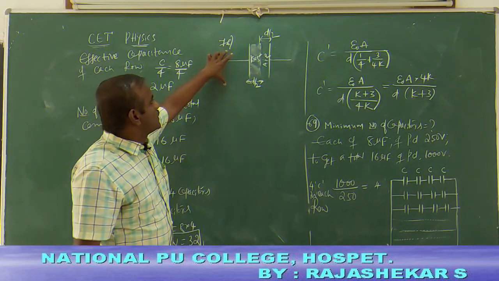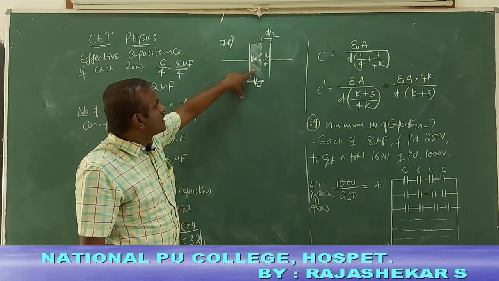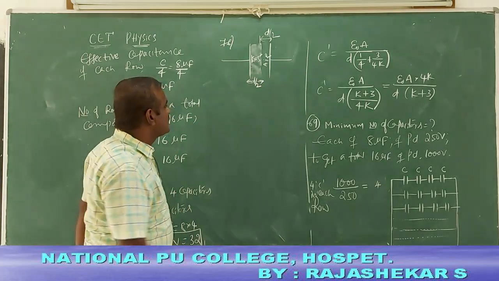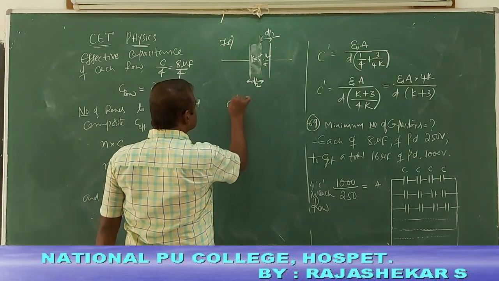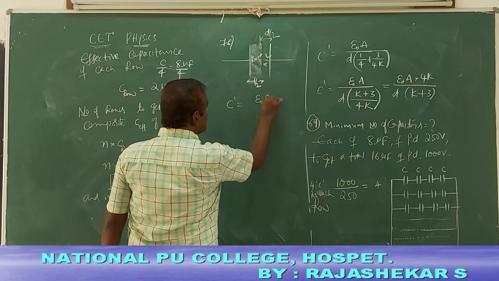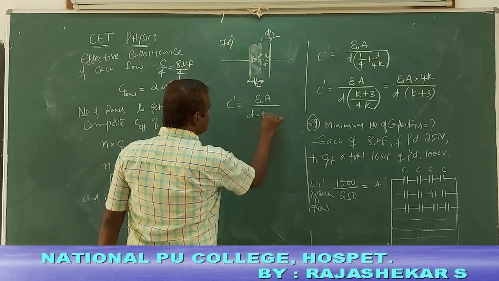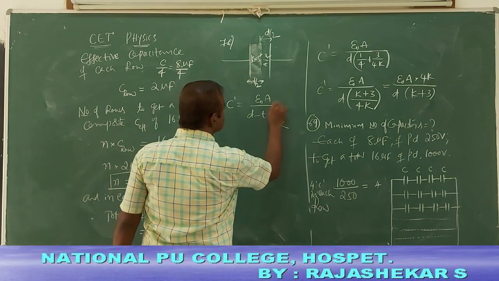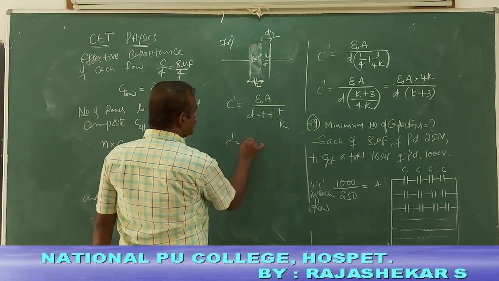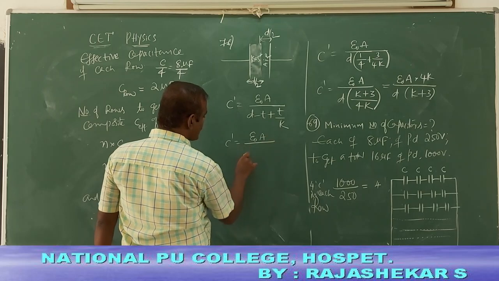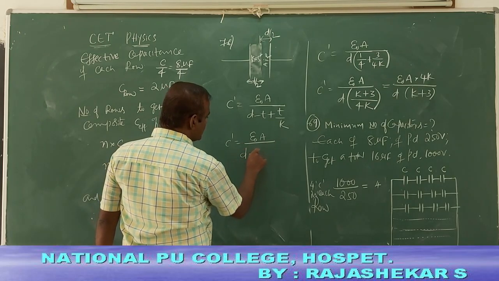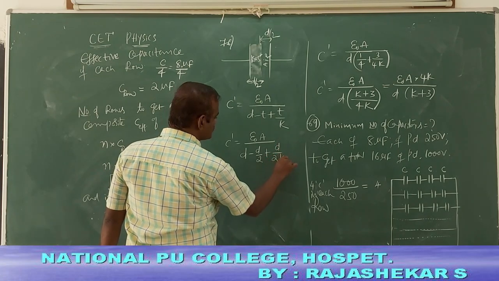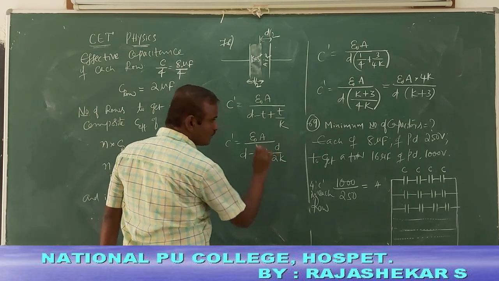Well, referring to this question, half part is filled with K = 5, remaining half with air. Then we have the formula C dash is equal to E naught A by D minus T plus T by K. This C dash is equal to E naught A by D minus D by 2 plus D by 2K, and K value given is 5.